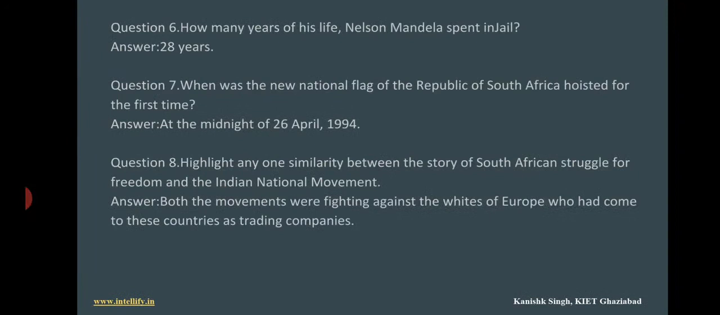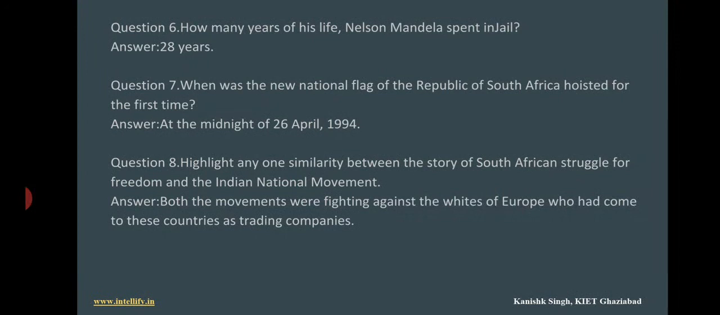Right? Moving on. How many years of life did Nelson Mandela spend in jail? 28 years. 28 years of his life Nelson Mandela spent in jail. He was a revolutionary, freedom fighter of South Africa. He is also compared with Gandhi of India, right? Mahatma Gandhi of India. Question 7. When was the new national flag of the Republic of South Africa hoisted for the first time? Answer is at the midnight of 26th April 1994. Remember it, right?